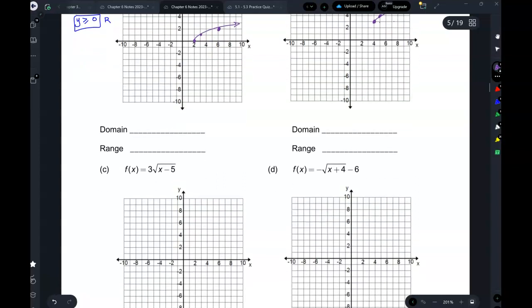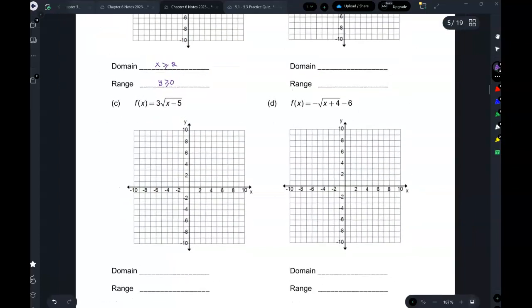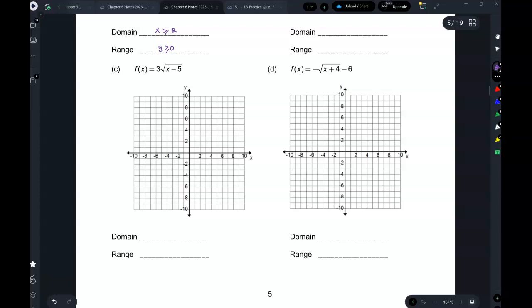Oh, I forgot that I had a space here for the domain. So x is greater than or equal to 2, y is greater than or equal to 0. All right, here. What is the domain? x minus 5 greater than or equal to 0. x is greater than or equal to 5.